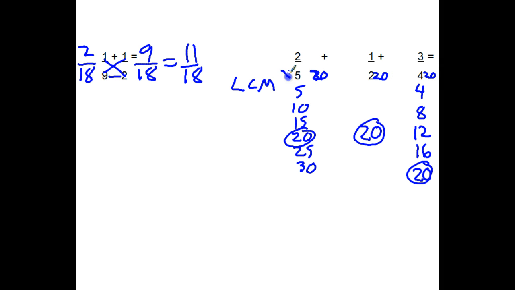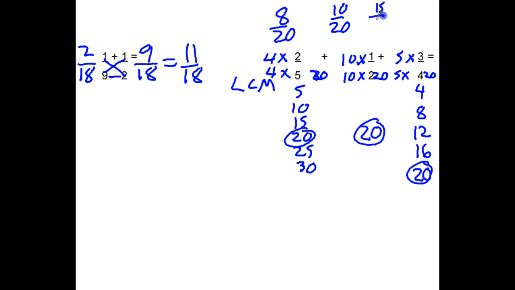So to get the 5 times something to get it to 20, I go times 4. So 2 times 4 is 8, so now I have 8 20ths. To get the 2 to be a 20, I'm taking it times 10, so I have to take the 1 times 10. I got 10 20ths. And to get the 4 to be a 20, I'm taking it times 5. So 3 times 5 is 15. There's my 3 new fractions to add.